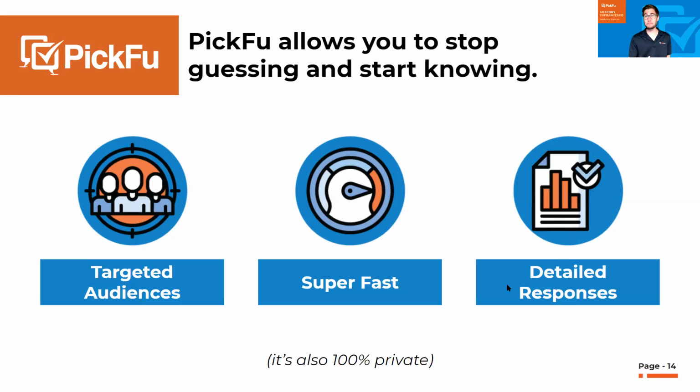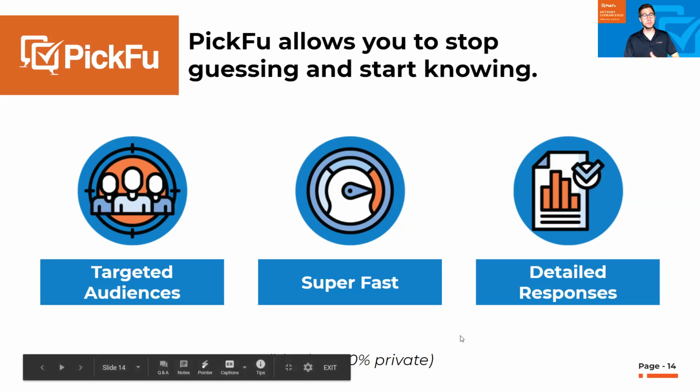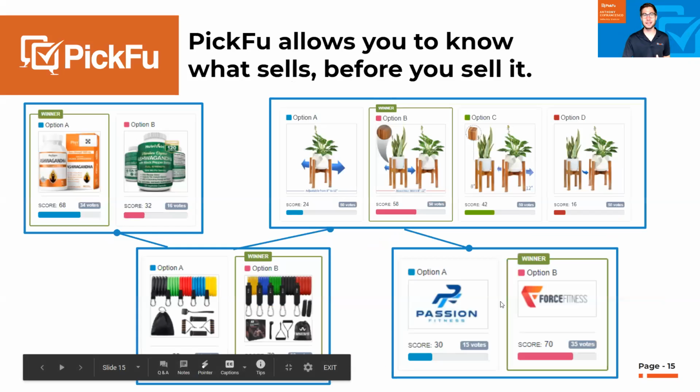The other thing that I really want to mention is that PickFu is 100% private. So I'm going to give a lot of examples today. It's going to show you a lot of examples. Everything here is either something that someone has intentionally made public, or these are tests that I've run or someone else on the team has run. Everyone on the PickFu panel, those 10,000 people, are all bound by very strict confidentiality agreements. So when you're launching your products, I know the last thing you want is for someone else to take your ideas or your concepts.